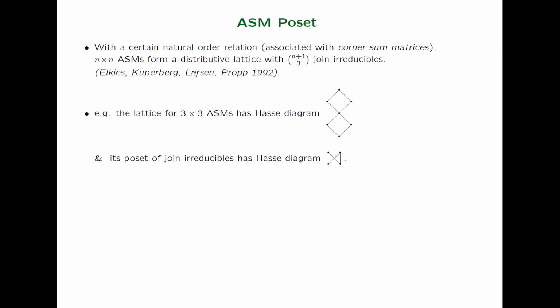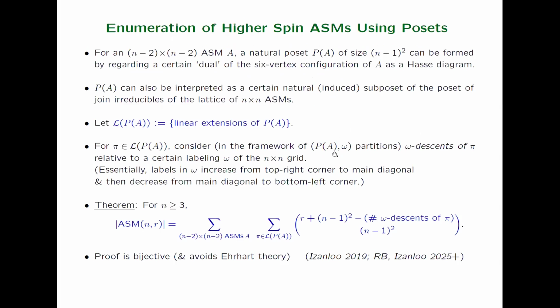And then the final bit here is a poset. We've seen this already several times, the ASM poset. So for n equals 3, it looks like this, and the join irreducibles have this Hasse diagram. And this is the most recent work that I've been doing, and we're just trying to wrap some of it up now.